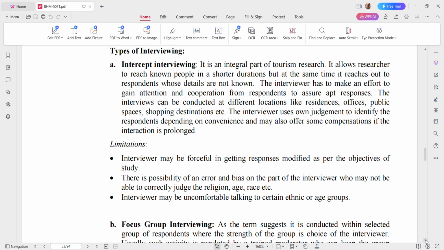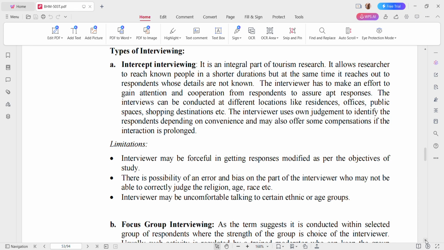Ito siya kasi importante. Yan, no? Kung ano siya, pag intercept interview, hindi kasi ito in-depth, di tulad ng in-depth interview. Somewhat convenient interview lang. Kung sino nakikita, yun yung interview. So, interviewer may be uncomfortable talking to certain ethnic or age group. Ito yung mga limitations niya.